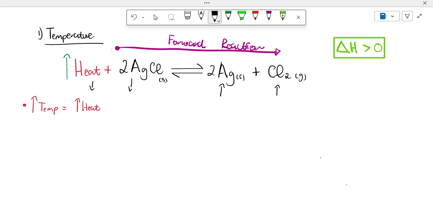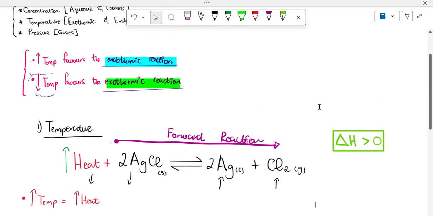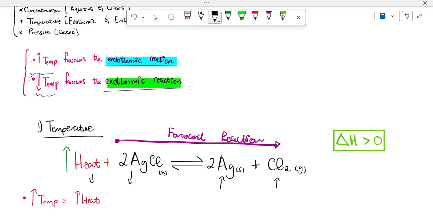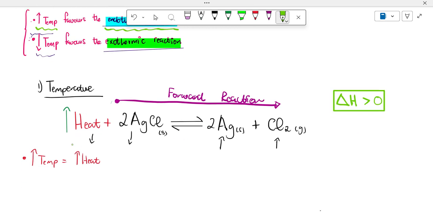Then they ask you in an exam, is the forward reaction exothermic or endothermic? We then need to come back to these things, ladies and gentlemen. Remember what we said. We said if you have an increase in the temperature, it favors the endothermic reaction. Therefore, what you've noticed here is that when you increase the temperature, you favor the forward reaction. Hence, as a result, the forward reaction is endothermic.